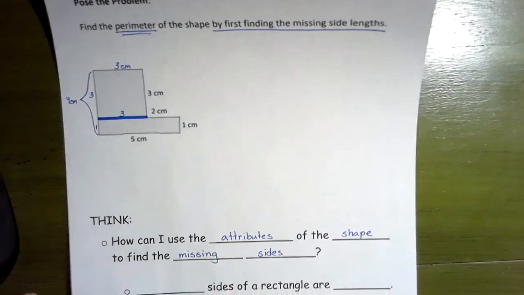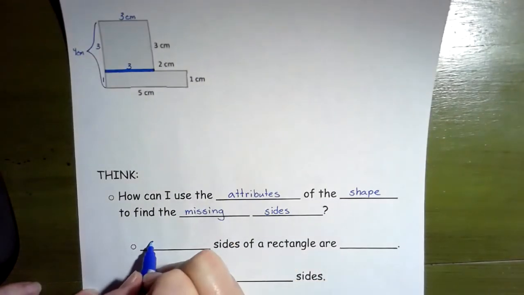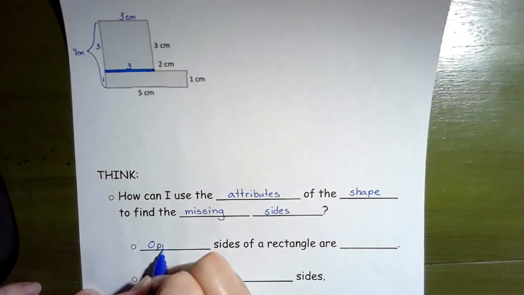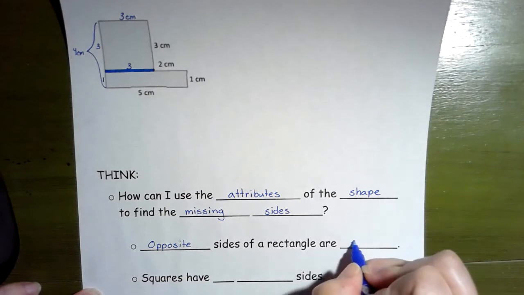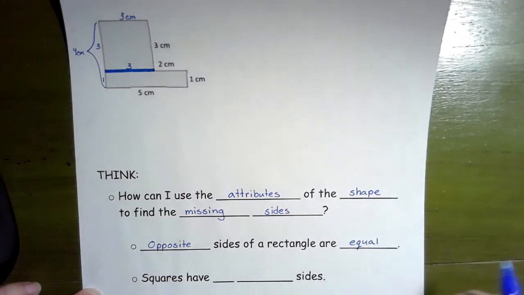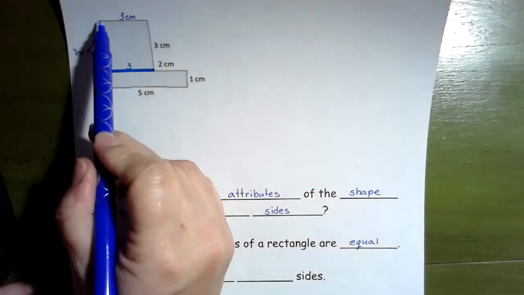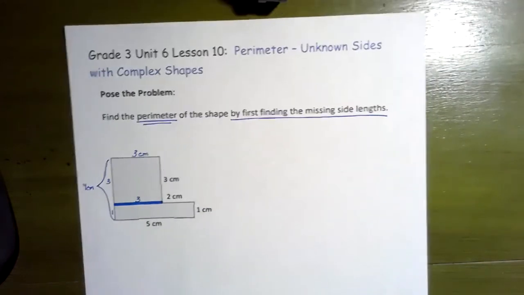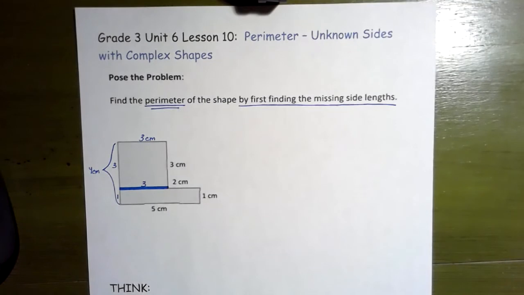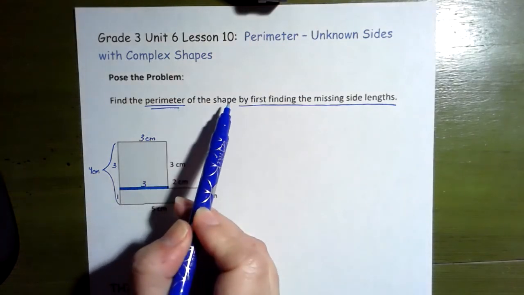And in our previous lesson, we learned that opposite sides of a rectangle are equal. We also learned that squares have 4 equal sides. Great work. Are we done? Did we answer the question? Say it to your screen. No, not yet. We need to find the perimeter of the shape.